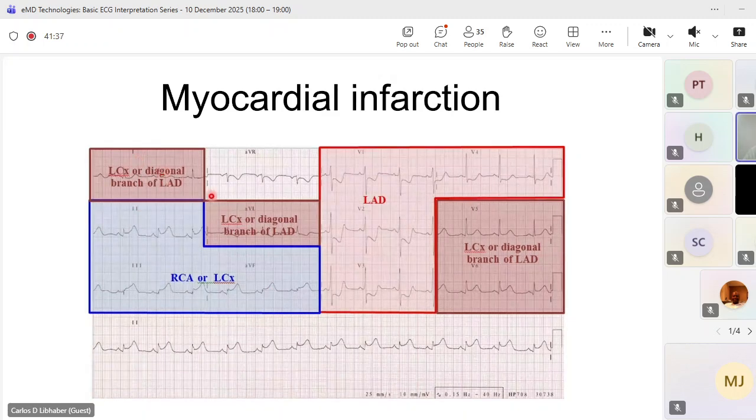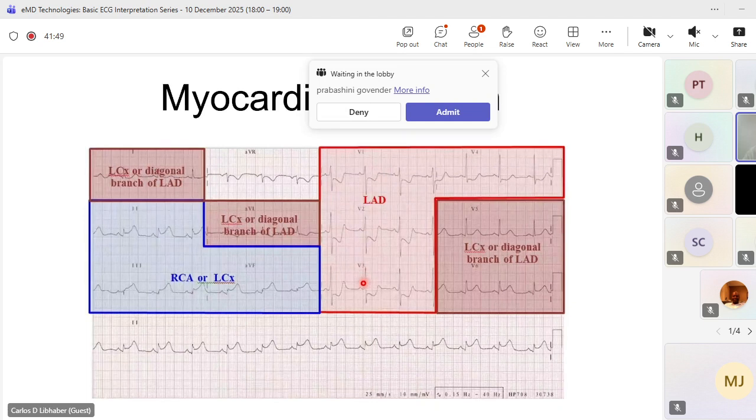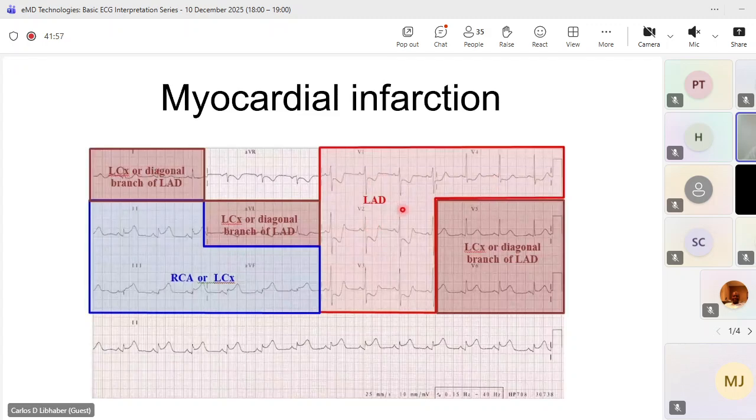If I see it in the lateral segments, I know it's the left circumflex or diagonal. And when I see it in V1, V2, V3, V4, it's the left anterior descending. Just remember the heart has three big arteries: the LAD, left anterior descending, the right coronary, and the left circumflex.